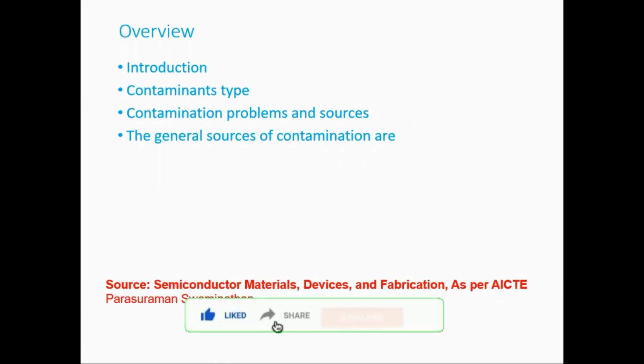So in this video, I'm going to introduce clean room. What are the various contamination types which hinder good yield in IC fabrication? Then what are the problems associated with contamination? What are the various sources? And last but not least, general sources of contamination. The book I am following is Semiconductor Materials, Devices and Fabrication, by Parasuraman Swaminathan. Clean room contamination.